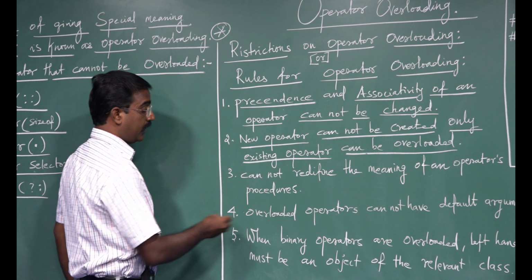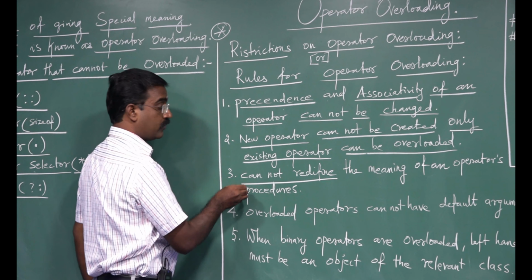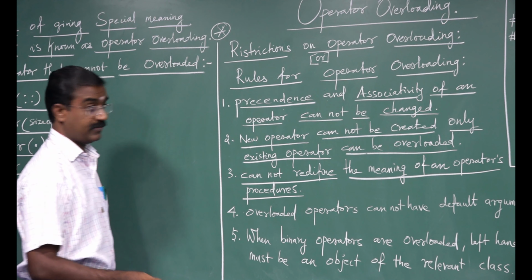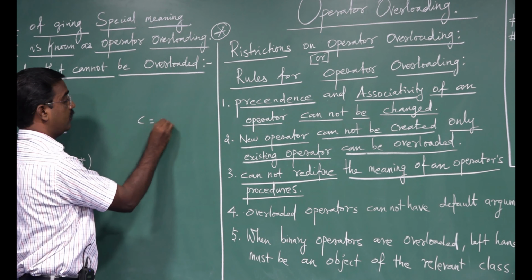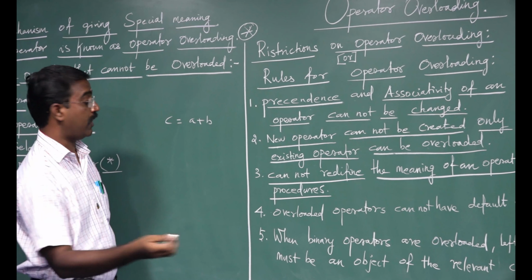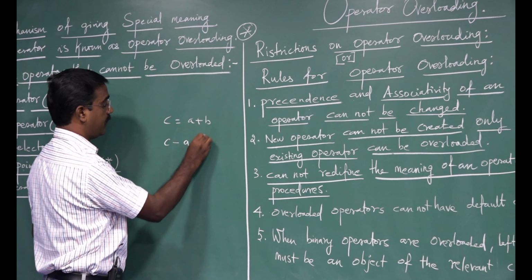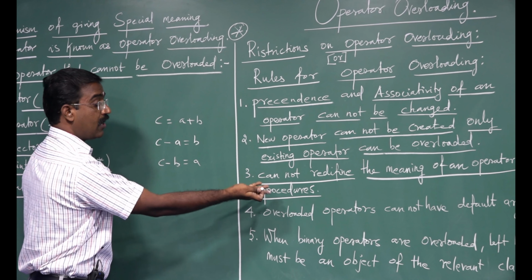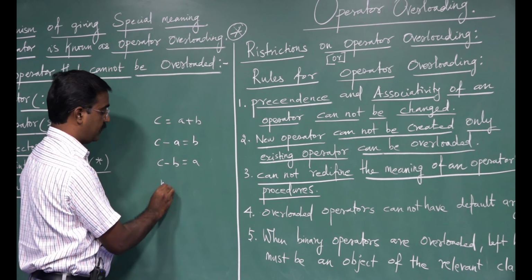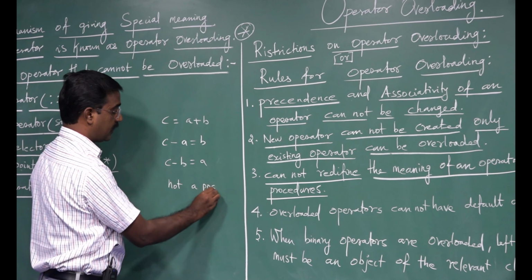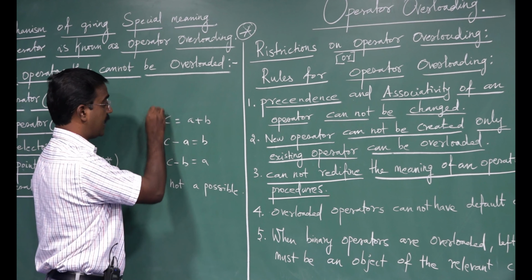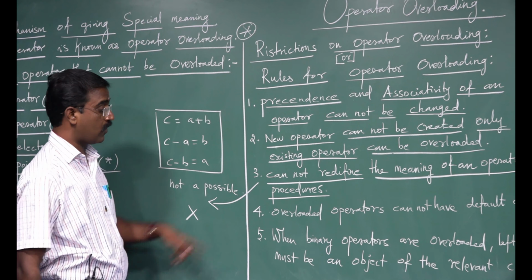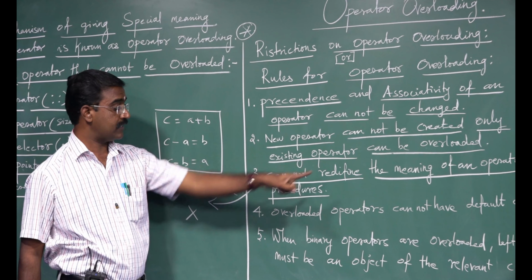And the third one: the meaning of an operator cannot be redefined. What do you say, sir? Mathematically, suppose C equals A plus B, then likewise C minus A equals B, and C minus B equals A. But here it cannot be redefined. It is not possible here. Mathematically okay, but programmatically not possible. That's why the meaning of an operator cannot be redefined.